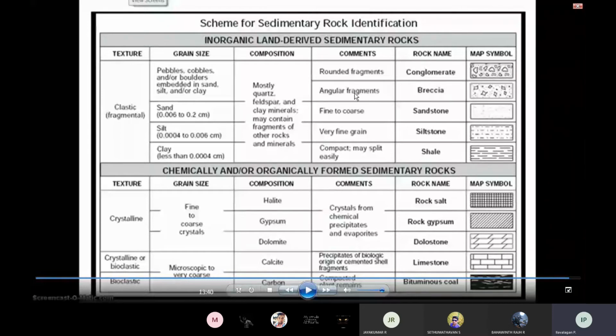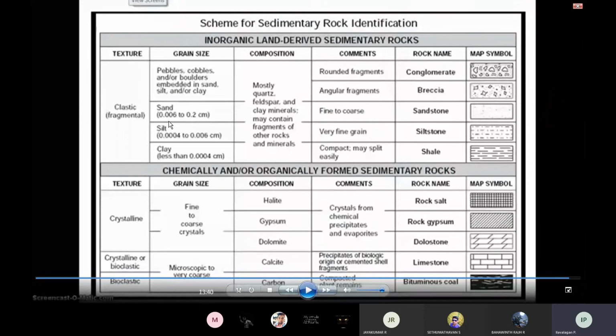If it has angular fragments, then it is a ratio of sand. It has a size range of 0.006 to 0.2 centimeter, and the components are present in sandstone, that is, in sandstone it is fine to coarse. And silt has a size range of 0.0004 to 0.006 centimeter, having very fine grain, then it comes under siltstone.